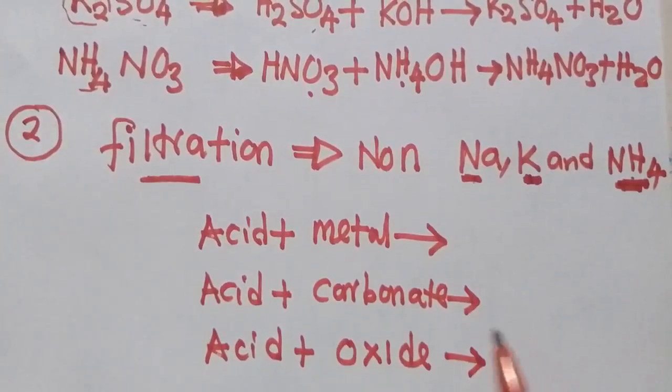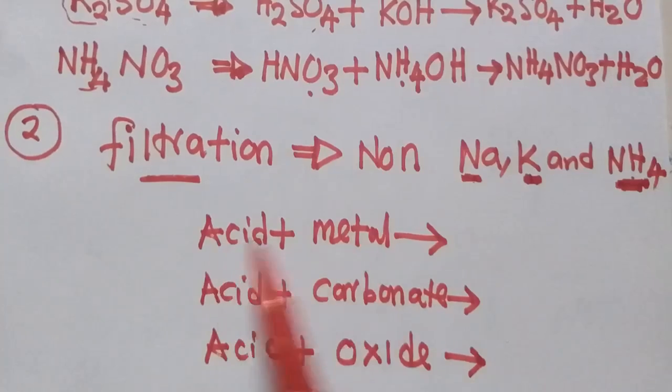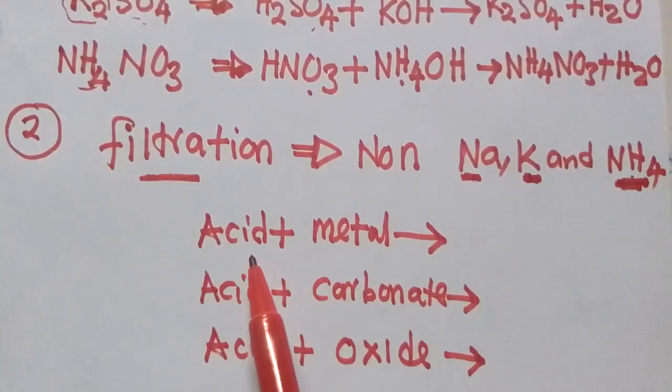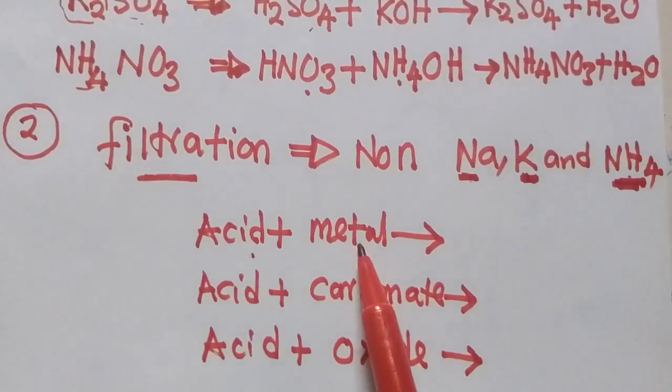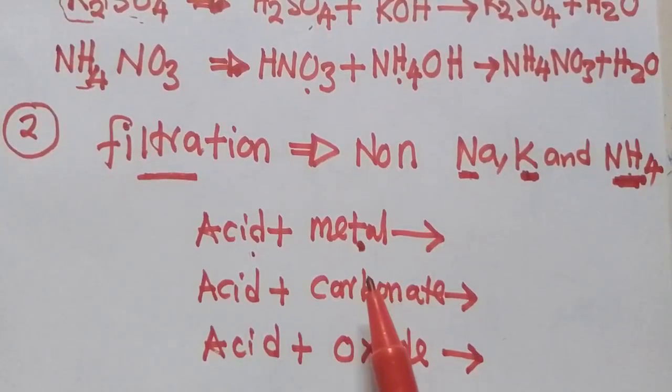So these ones, you can use what? For example, when we react these two, what is formed here? Let's say you are reacting an acid and a metal. Let's say you get zinc plus sulfuric acid. What you're going to form is zinc sulfate plus hydrogen gas.